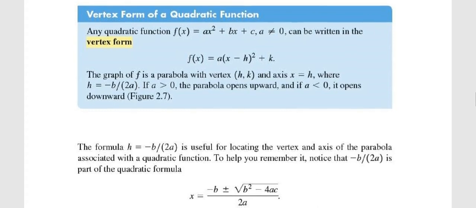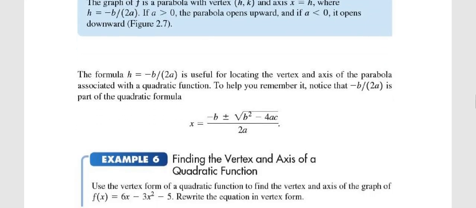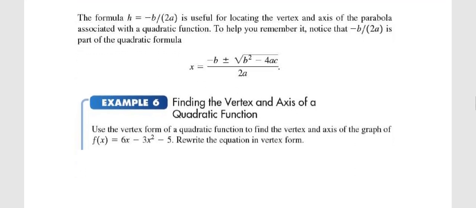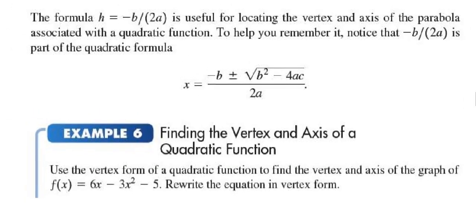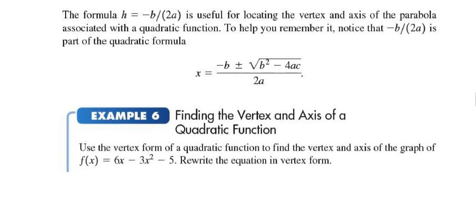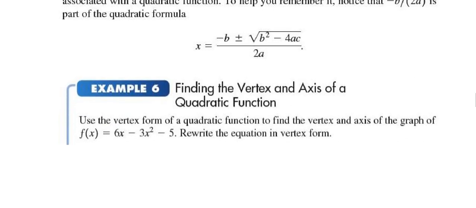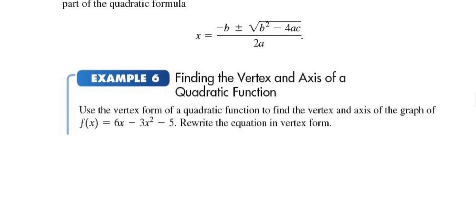A causes it to open up or down. H and K are your vertical and horizontal shifts. Of course, you should all be familiar with the quadratic formula, since it was given to you at birth. At least you should know it, because we've done a lot with it over the years.